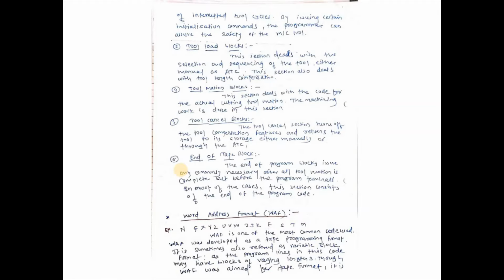Next, the tool motion block. Whatever tools are set in the ATC, from that the code for actual cutting tool motion, the machining work, is done in this section. Whatever the actual manufacturing process is, accordingly we operate that separate tool from this section. Next, the tool cancel block. Here the work section turns off the tool compensation features and returns the tool to its original position, that is in the ATC of the turret. And the last one is the end of tape block. Whatever the whole program written before starting manufacturing, that program ends with this block.